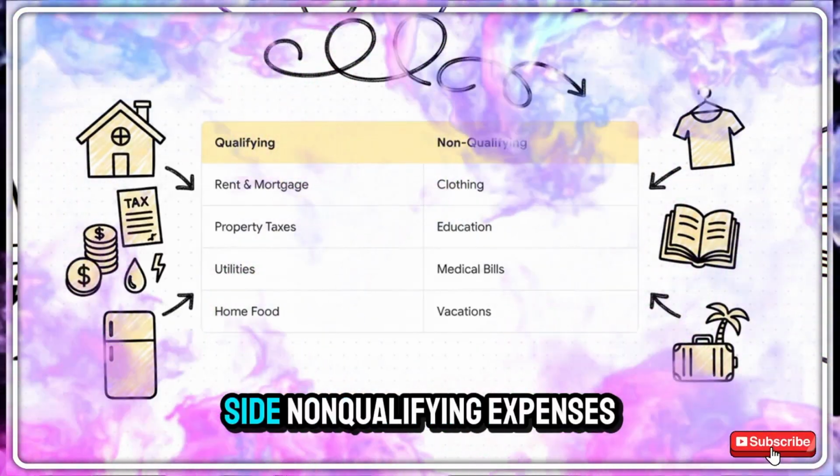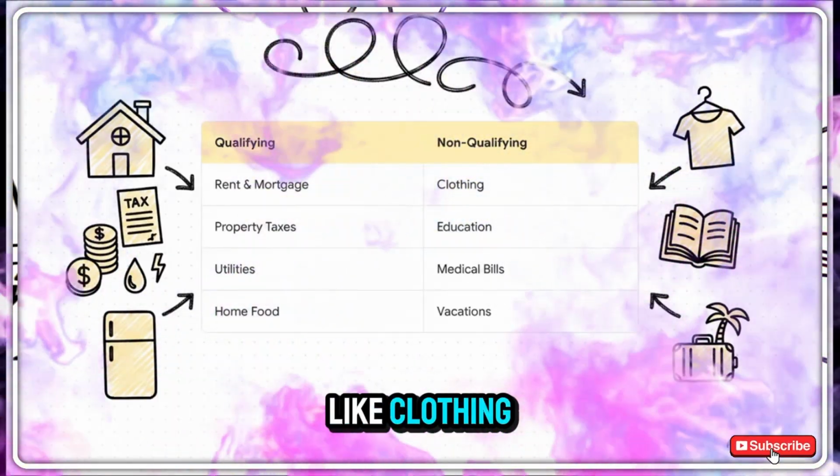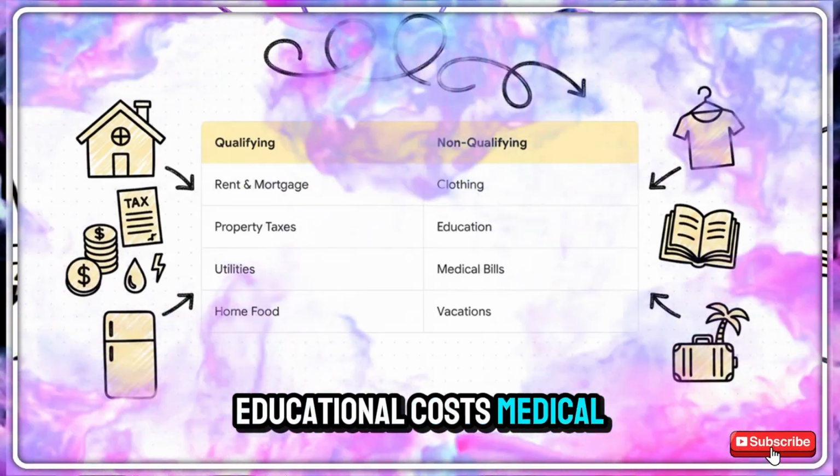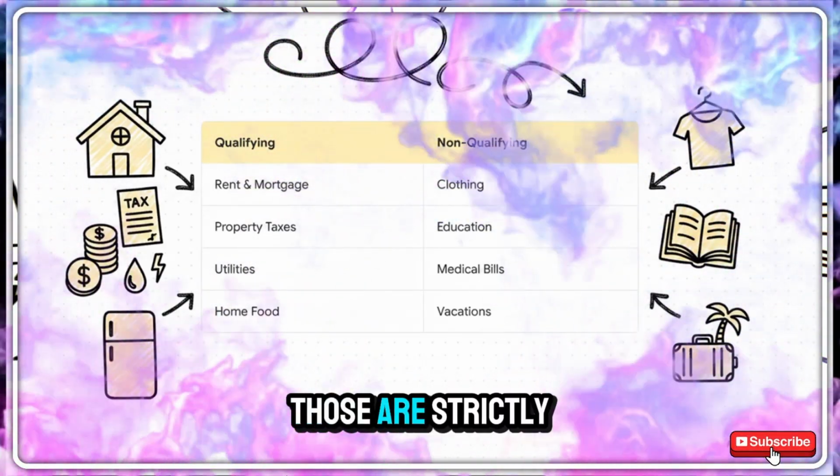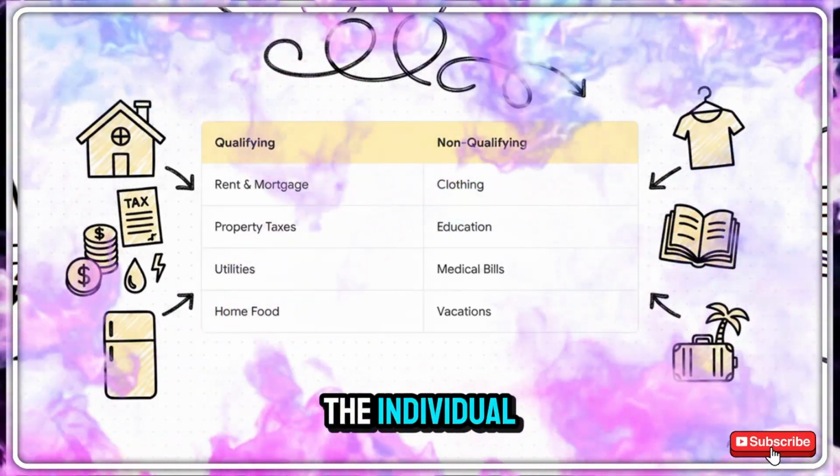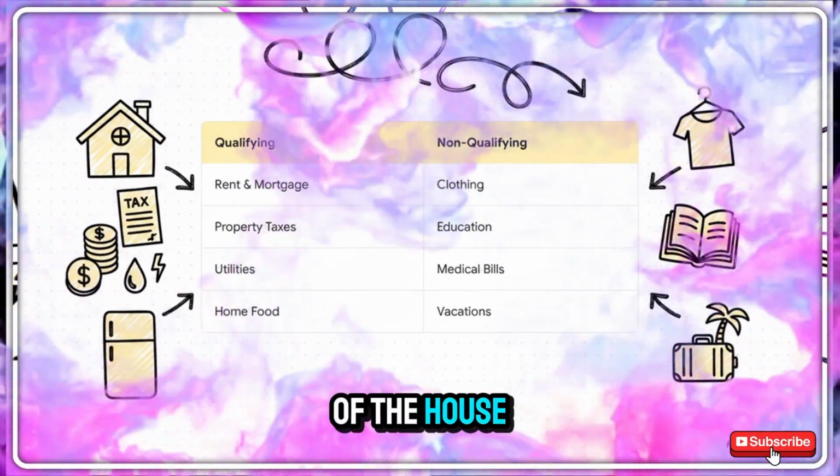On the flip side, non-qualifying expenses like clothing, educational costs, medical bills, or vacations, those are strictly personal. They belong to the individual, not the infrastructure of the house itself.